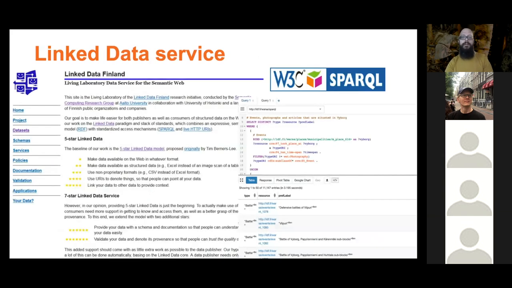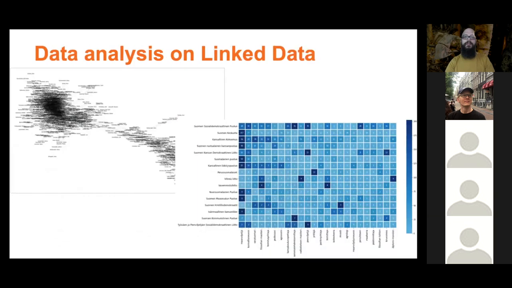And then in the end, it will be published as linked data at the Linked Data Finland service, where citizens, researchers, application developers, and others can have access to it, download it, make queries to it, build their own interfaces to it. And then, of course, data analysis can be built on top of it. For example, network analysis or correlation matrices of how different parties are related to occupations, for example.